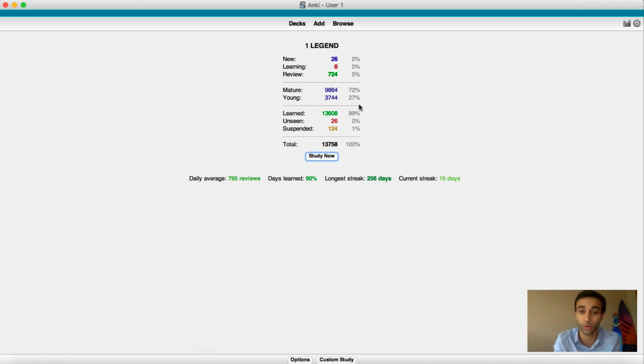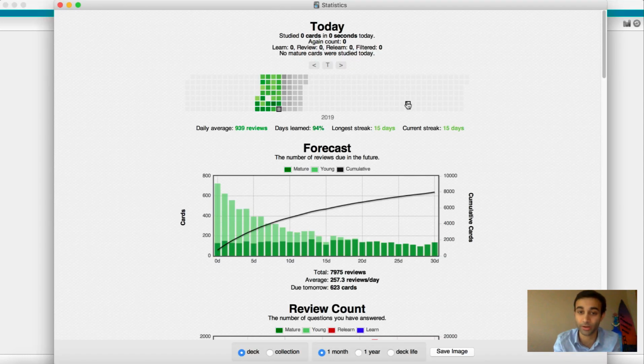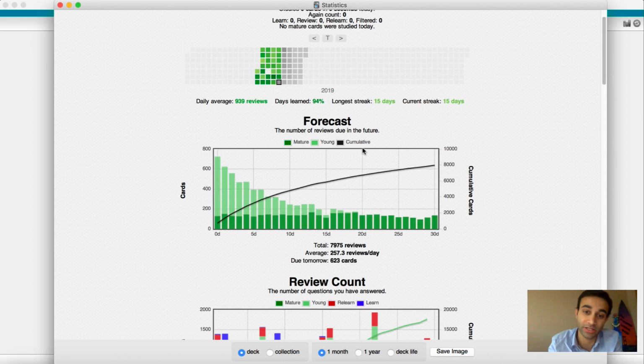So today I've actually done no cards. I have 724 reviews, 26 new, and you can tell that I've been going pretty hard at this deck. But when I want to actually analyze this deck, you click on this tool on the top right, and this will pop up. This is the analytics, and I'm going to walk you through what I understand of it. So the first one is just the forecast.